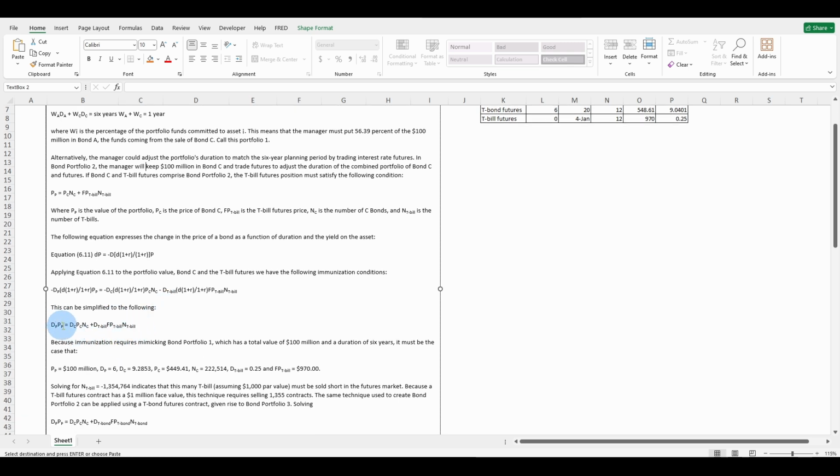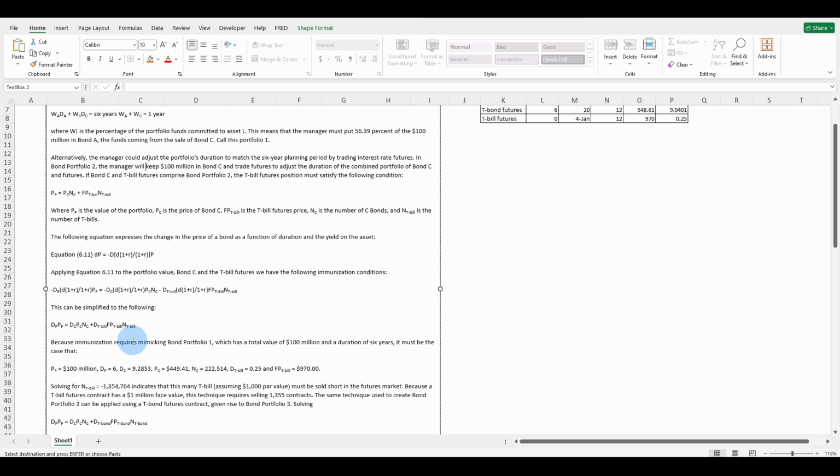D_P P_P is equal to D_C P_C N_C plus D_T-bill F_P,T-bill N_T-bill, because immunization requires mimicking bond portfolio 1, which has a total value of $100 million and duration of 6 years. It must be the case that P_P is equal to 100 million, D_P is equal to 6, D_C equals 9.2853, P_C equals 449.41, N_C is equal to 222.514, D_T equals 0.25, and F_P is equal to 970.